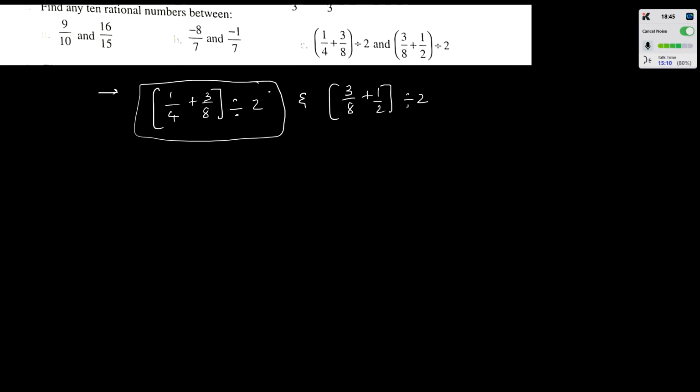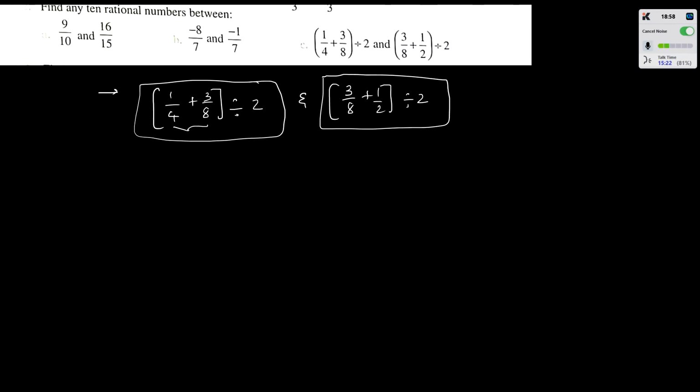Now if you observe the C question, the C question is 1 by 4 plus 3 by 8 divided by 2 and 3 by 8 plus 1 by 2 divided by 2. To find 10 rational numbers between these two numbers, we just have to make each a single fraction, instead of some more abnormal way.